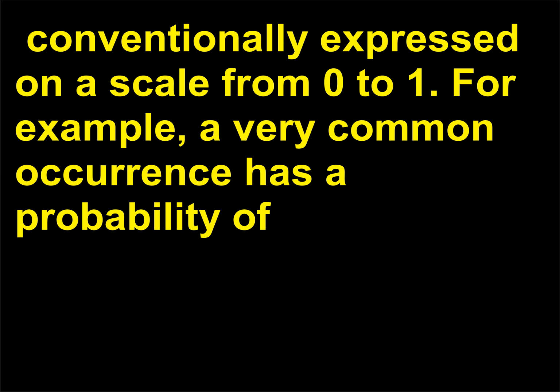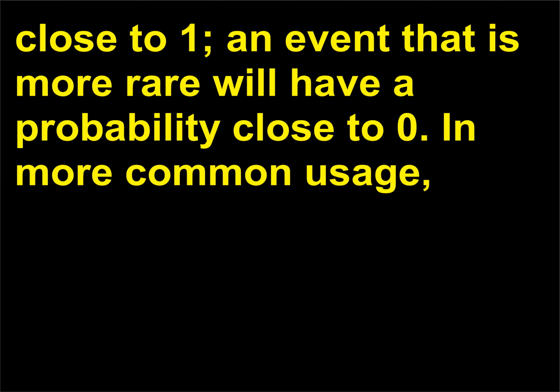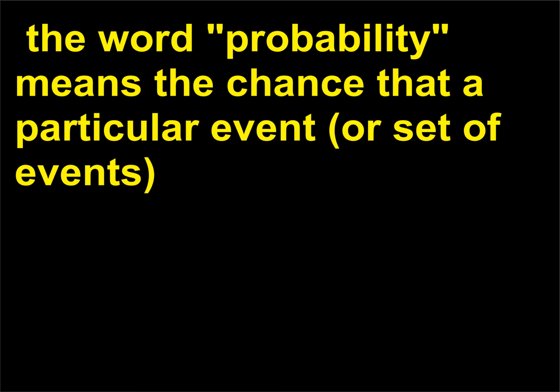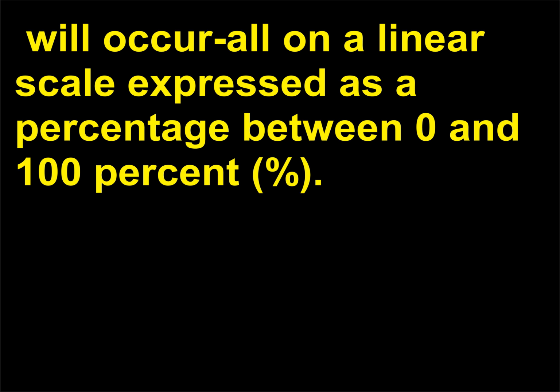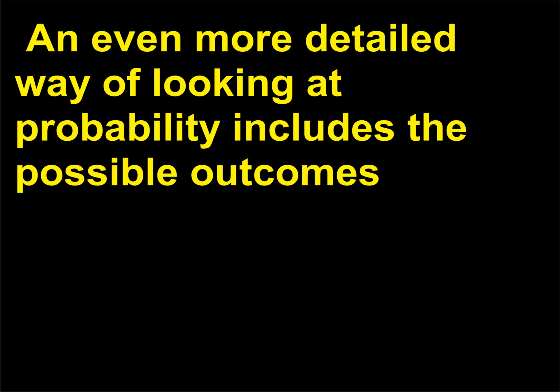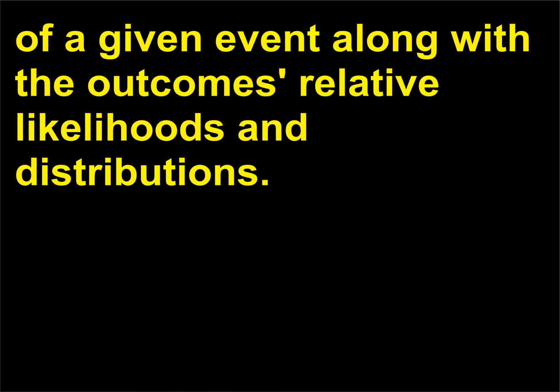For example, a very common occurrence has a probability close to 1, and an event that is more rare will have a probability close to 0. In more common usage, the word probability means the chance that a particular event, or set of events, will occur, on a linear scale expressed as a percentage between 0 and 100%. An even more detailed way of looking at probability includes the possible outcomes of a given event along with the outcomes' relative likelihoods and distributions.